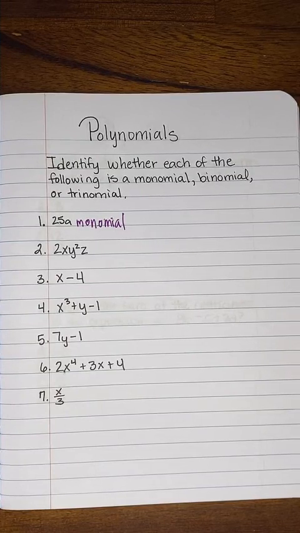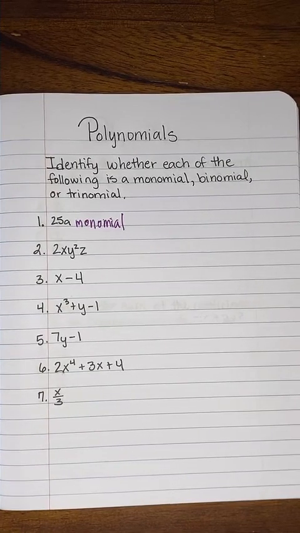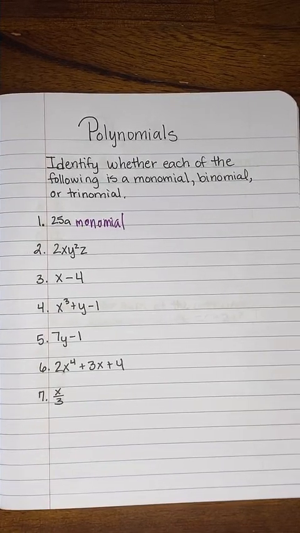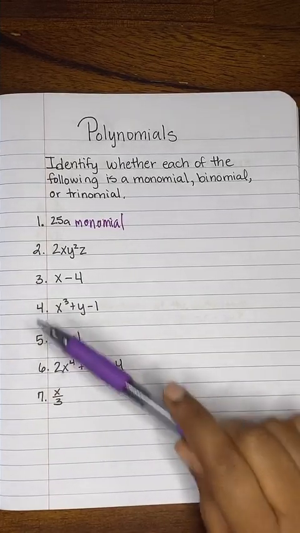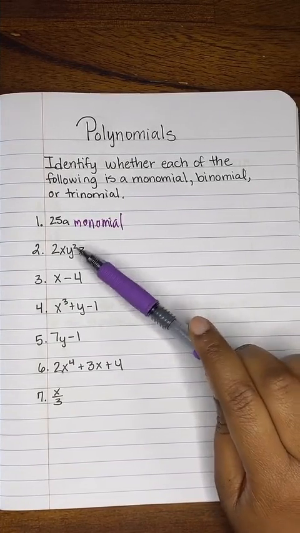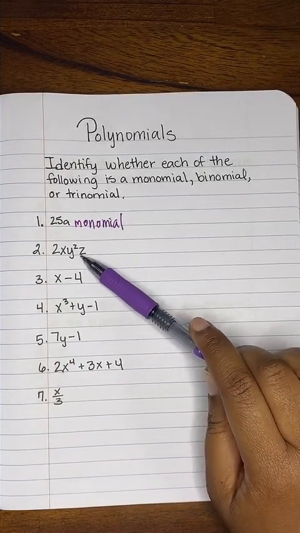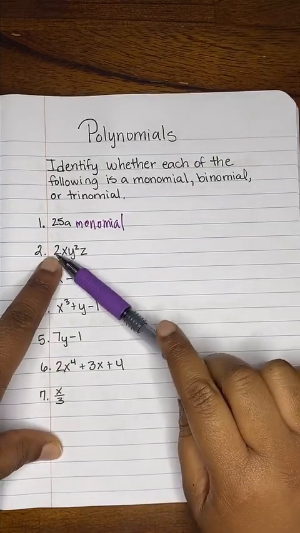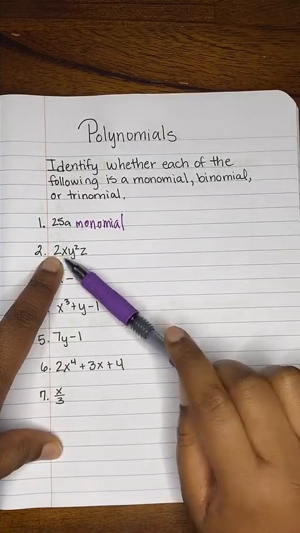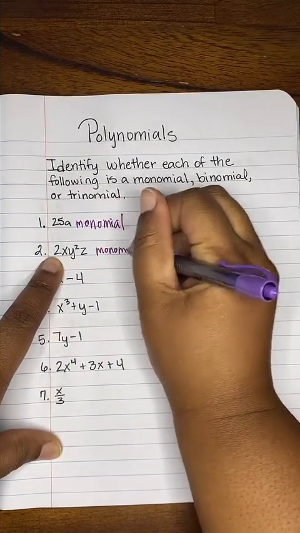Okay, so we got an answer. Now this one does look tricky. A lot of people are saying the same thing, but this is a monomial, and let me explain why. It's a monomial because it has a number and variables together.